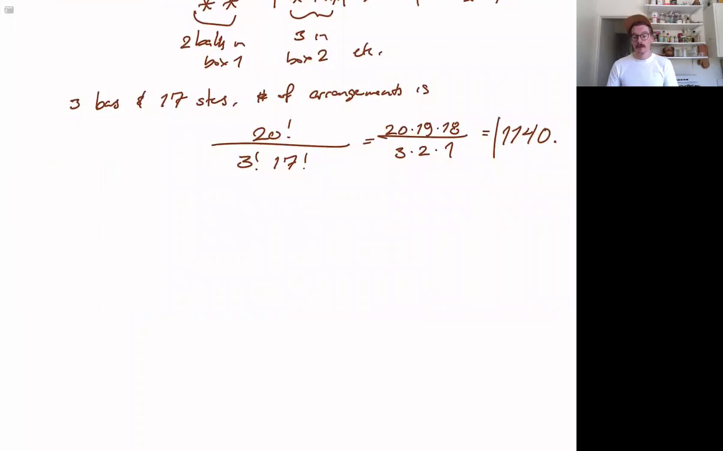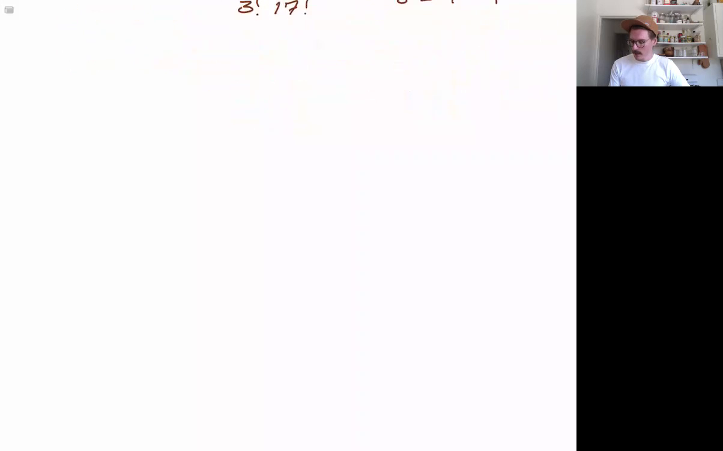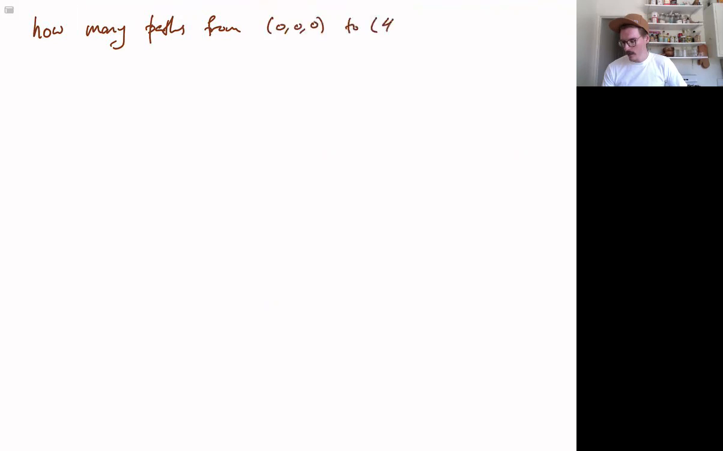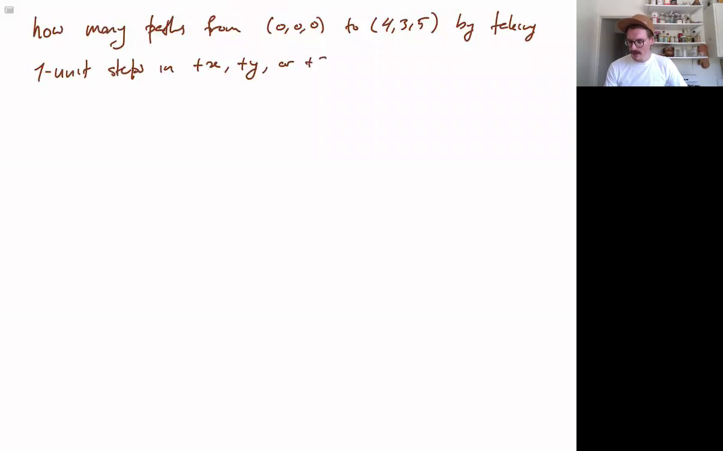So let's do one more counting problem. How many paths, in 3-dimensional space, from 0, 0, 0 to 4, 3, 5, by taking 1 unit steps in positive x, positive y, or positive z directions?